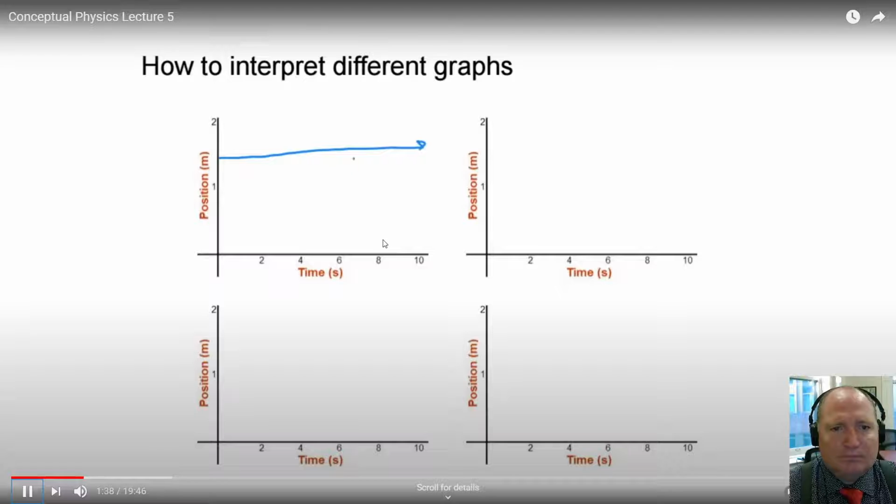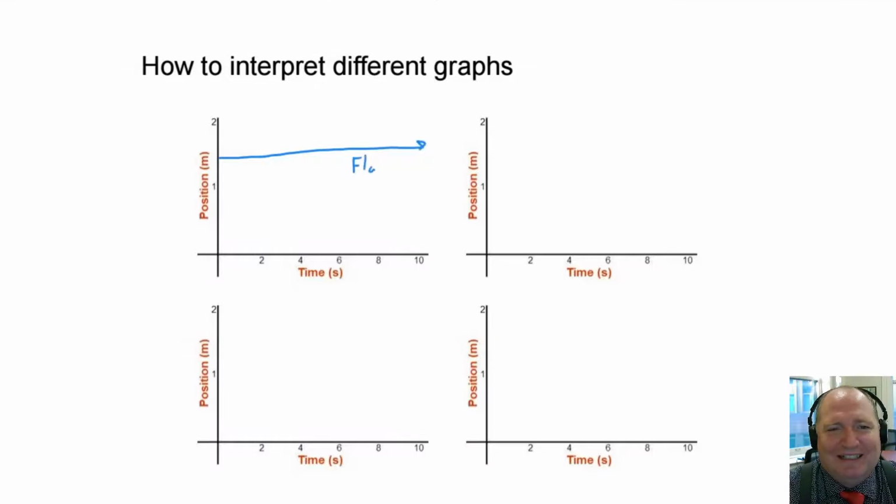It doesn't look super horizontal, but let's say it's flat. And horizontal, this is an object that is just standing still. Cool. It's not moving at all. So maybe I've got a tennis ball. I just set the tennis ball down 1.5 meters away from myself, and then I don't move it. I check 2 seconds later, it's still 1.5 meters away.